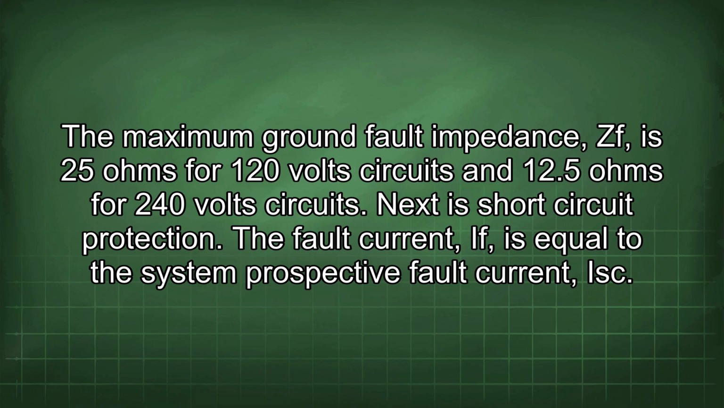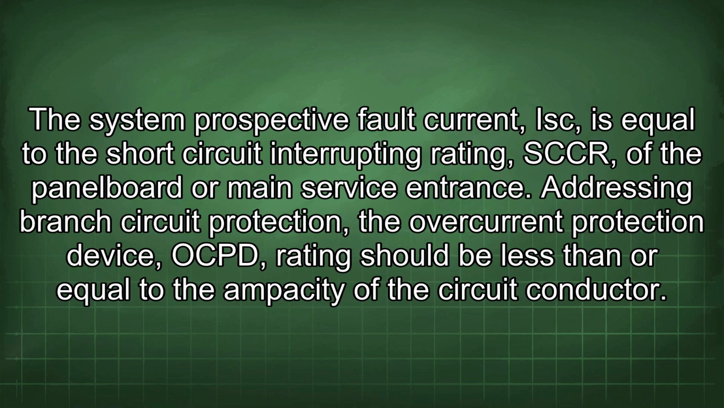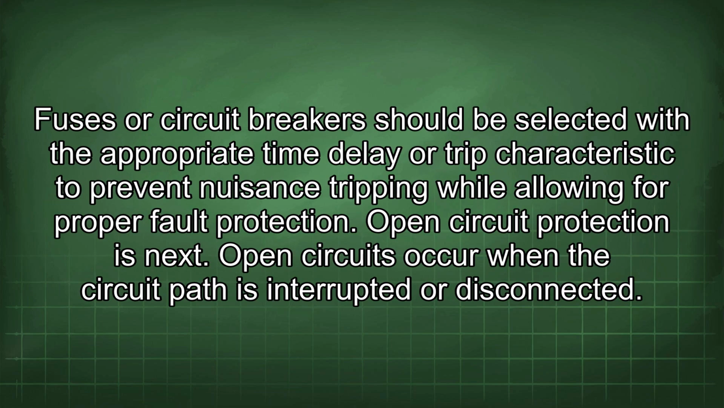Next is short circuit protection. The fault current, F, is equal to the system prospective fault current, ISC. The system prospective fault current, ISC, is equal to the short circuit interrupting rating, SCCR, of the panel board or main service entrance. Addressing branch circuit protection, the overcurrent protection device, OCP, rating should be less than or equal to the ampacity of the circuit conductor. Fuses or circuit breakers should be selected with the appropriate time delay or trip characteristic to prevent nuisance tripping while allowing for proper fault protection.